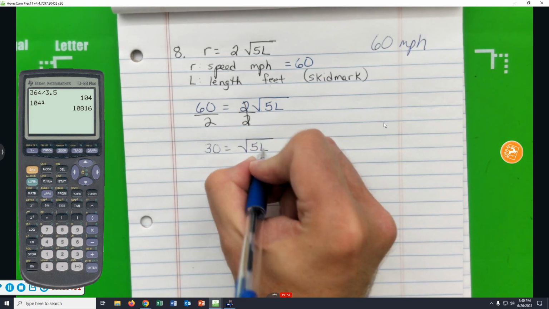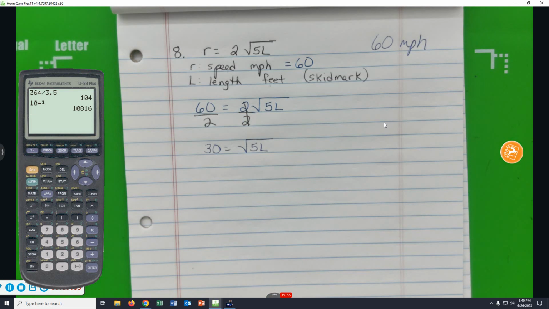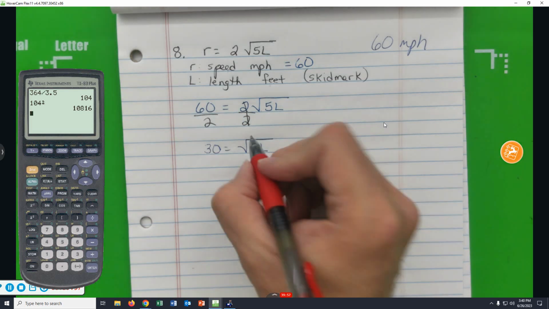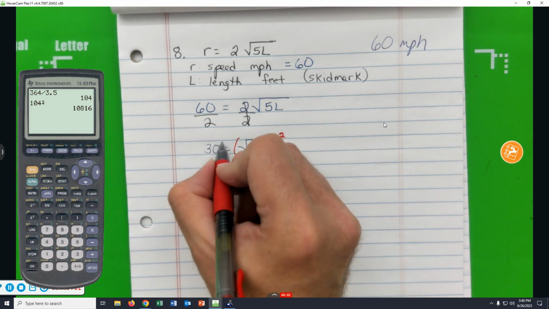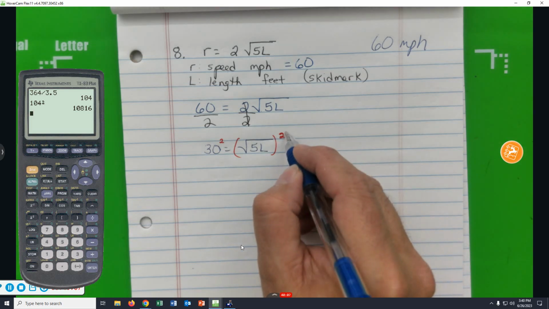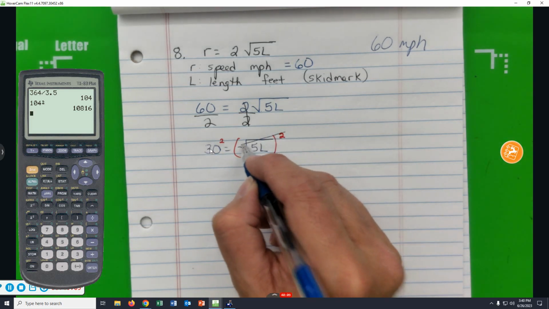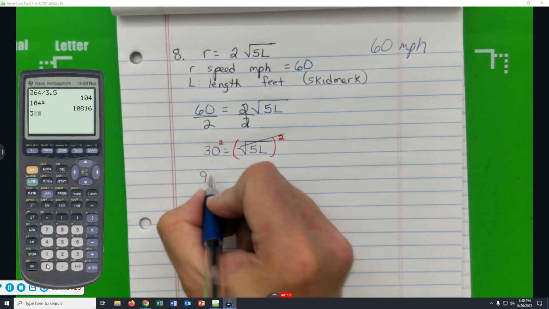Now we need to get rid of that square root. What are we going to do? What cancels out a square root? Remember solving those square root equations? They were a lot messier than this, but it's still the same idea. You square to get rid of that square root. So the square root and the square cancel out. And we know that 30 squared is 900. 30 times 30.